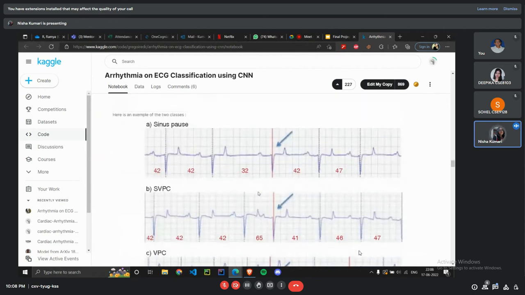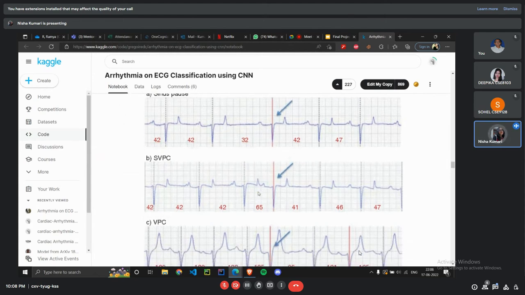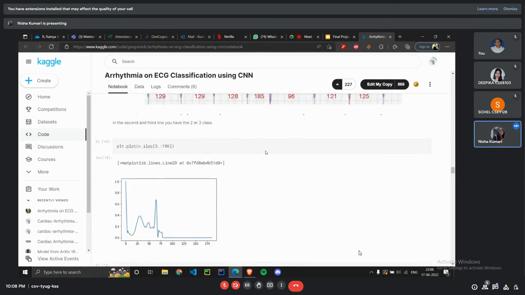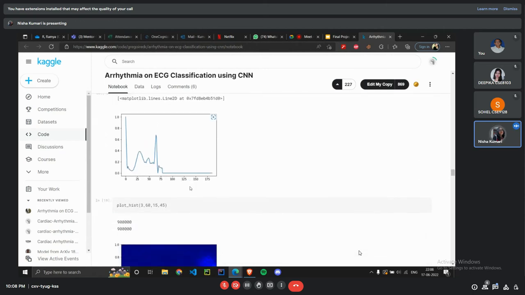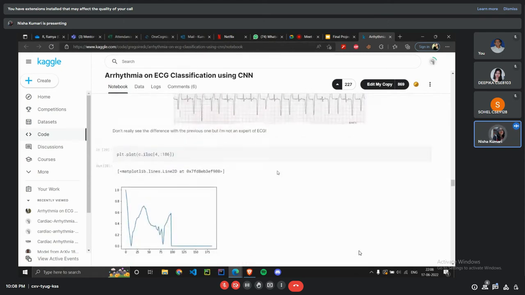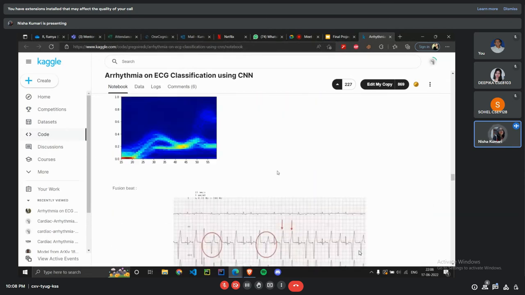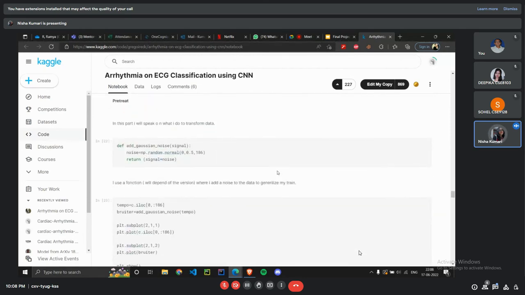Now here I have displayed a few examples of the two classes, like SPVC and VPC. Some medical expert can explain this better, the second and the third line. Again we tried to plot that, and this is how it looks. According to us, we wouldn't be able to see any difference unless we are professionals who can professionally read the ECG.